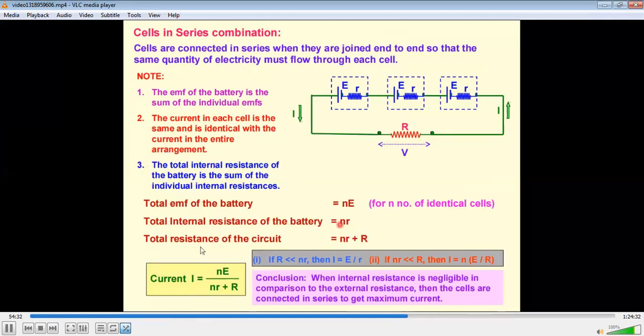remember here, the cells are connected in series to get maximum current. So these are the properties of cells in series combination. And you have to use the current I equals nE divided by nr plus R. So internal resistance r may be less, or external resistance capital R may be less. So if it is less, then we can omit that resistance to get the highest current.